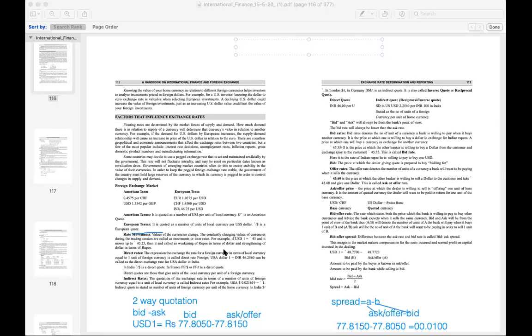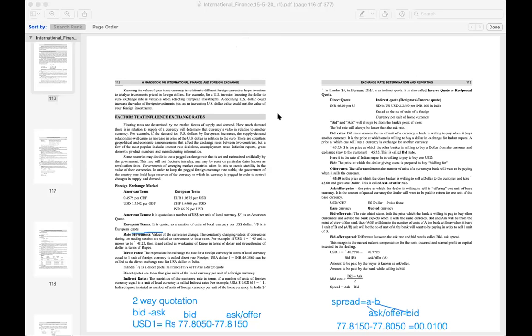So when I calculate the spread, it is going to be ask minus bid, which is equal to 77.8150 minus 77.8050. So this is the spread. The lesser the spread, the more active is the currency, or the more volume of currency is being traded. The more the spread, the currency is not liquidly traded in the market. As the spread increases, the liquidity of the currency is lower. As the spread decreases, the currency is more active. That is how you understand. That is the meaning of spread.